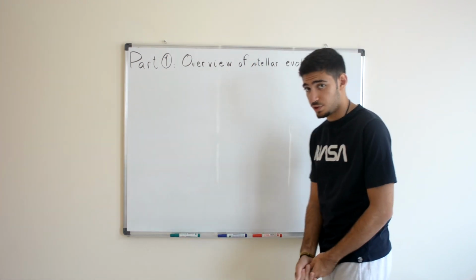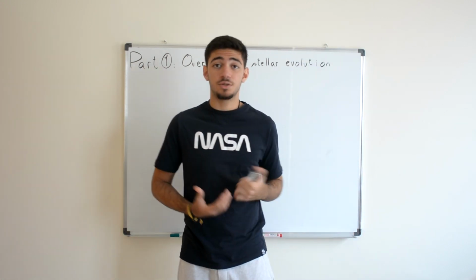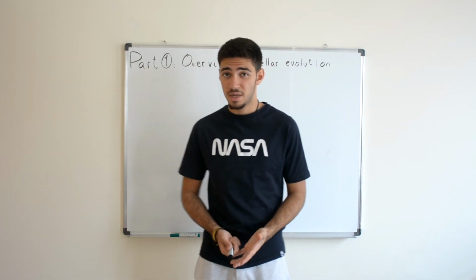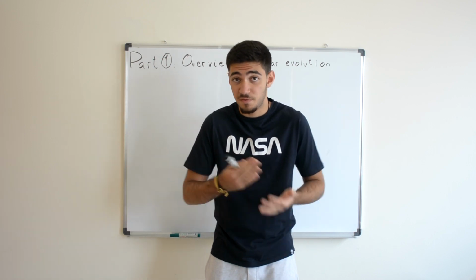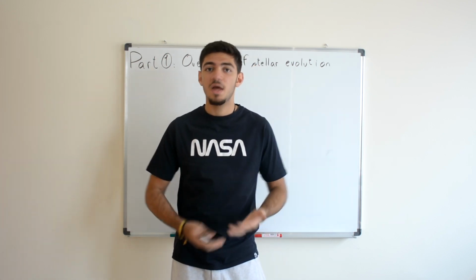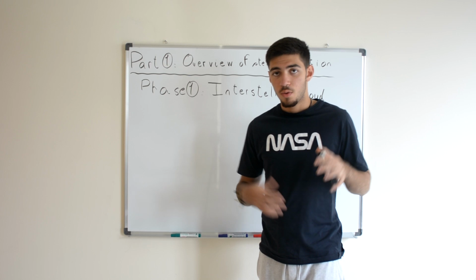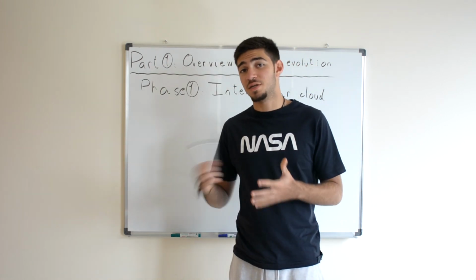Overview of stellar evolution. In this part, we're going to get introduced to the life of a star. Where it's born, how it's born, what are the different phases it goes through in its life, and how it dies. We're going to break it down to 9 main phases in a star's life.